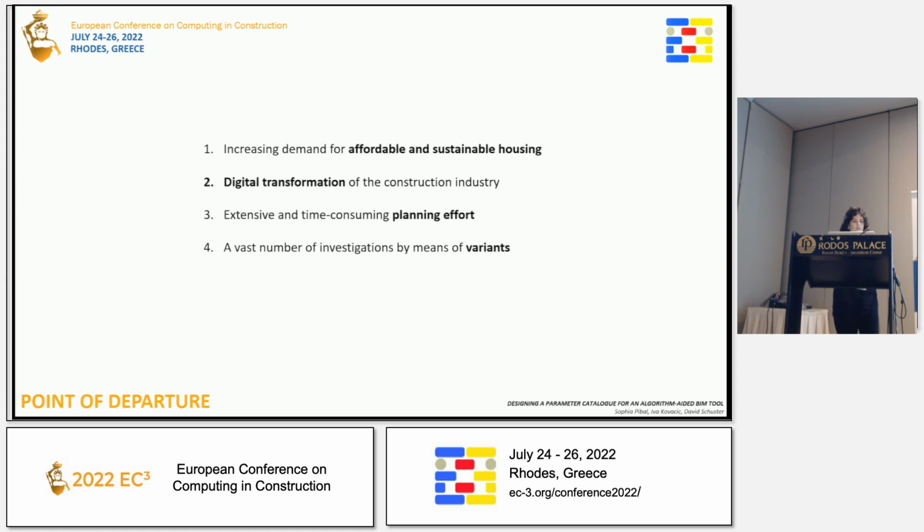So maybe for our point of departure, one of the main challenges that we are facing, of course, is a growing demand of housing per se, and also an increasing demand for affordable and sustainable housing, especially in urban areas. And also the digital transformation of the construction industry, and an incoming extensive and time-consuming planning effort, and thus higher cost. And of course, we need a vast number of investigations by means of variants to get to affordable and sustainable housing, and to determine what models and what kind of data we need to get to that.